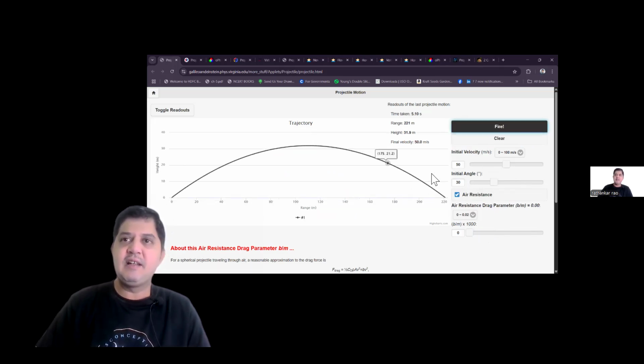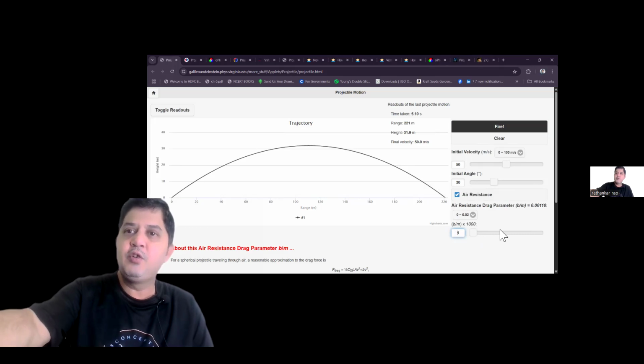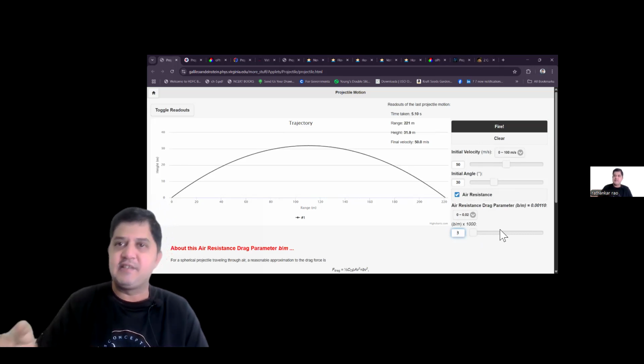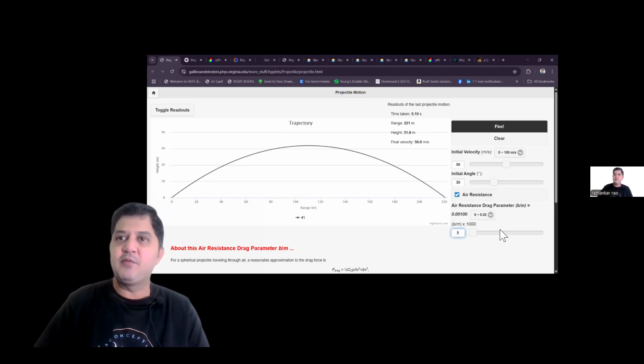Next, I will introduce air resistance at the same 30 degrees, an air resistance of, let us say, 1. Don't worry about the unit over here. We'll just say air resistance. Keep it as 1, and then let me fire this. Now what do I see here? I see that the peaks have been shifted.